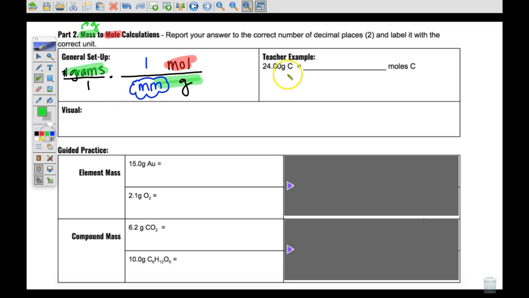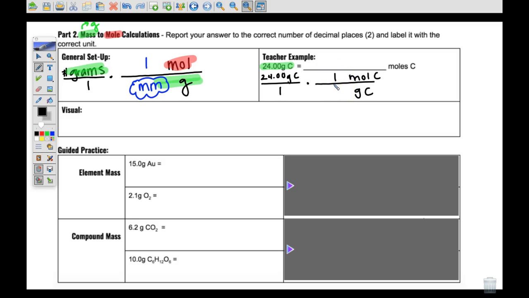So in our teacher example, I have 24 grams of carbon given as my start. So I'll put 24.00 grams of carbon over 1. My second step is to draw my next chunk. I'm going to pull grams of carbon down and put moles of carbon on top.